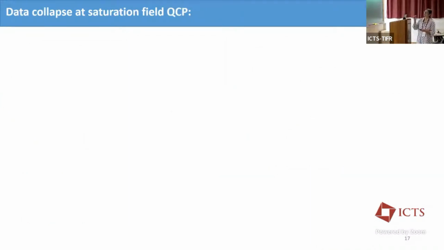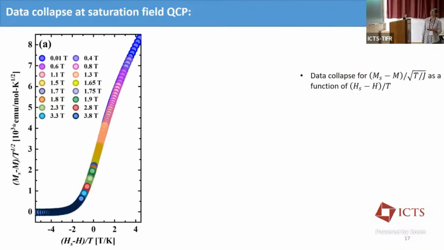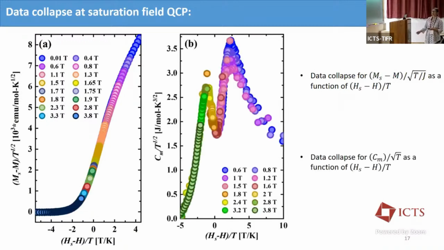So to finally confirm the scaling, we were able to find a data collapse at the saturation field quantum critical point. This is a plot of magnetization normalized with T raised to half, plotted with respect to the saturation field differing from the applied magnetic field for different values of fields, and you can see that there is a very, very good data collapse as is expected if there is scaling around a critical point.